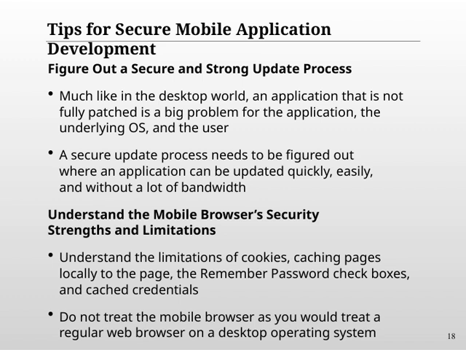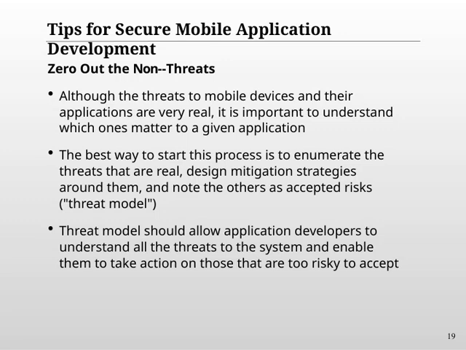users more effectively. Let's talk about an important concept called zeroing out the non-threats. Now, even though threats to mobile devices and their applications are very real, not every threat is relevant to every app. It's crucial to understand which threats truly matter in your specific context. The best way to approach this is by first listing all the potential threats, what we call enumerating the threats. Then, you design mitigation strategies specifically around those real threats. For the ones that aren't relevant, you note them as accepted risks. This process is known as creating a threat model.